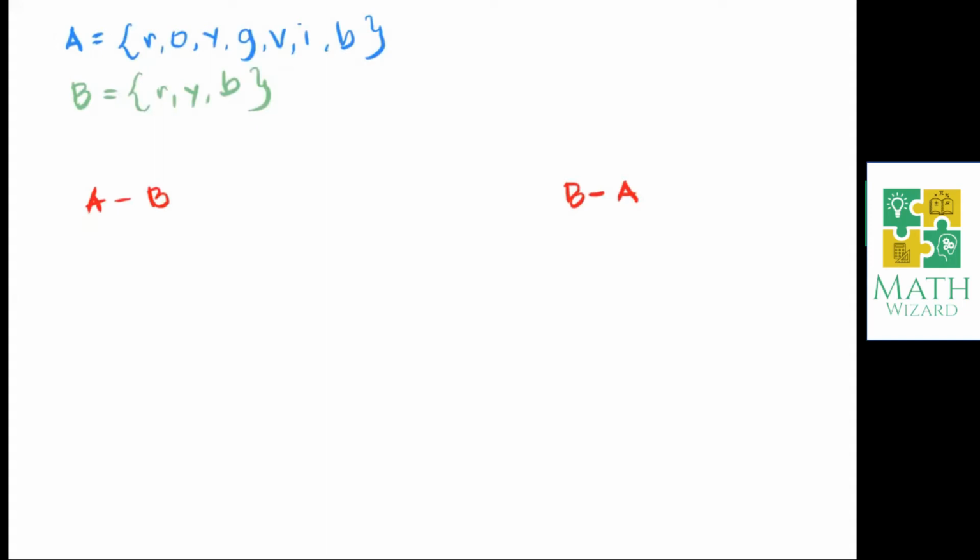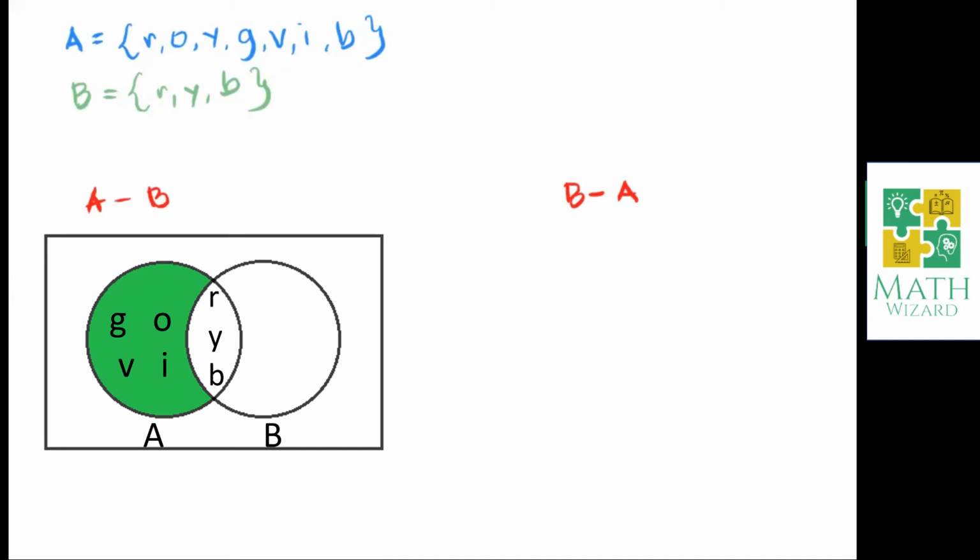Now, to understand it better, minsan kasi nakakalito siya. So, pwede natin siyang i-draw. Pwede tayo mag-draw, gawa tayo ng isang Venn diagram. For our elements in A, we have the G, O, V, I and then R, Y, B for set B. Okay. Pag sinabing A minus B, again, remove lang natin si letter B. Ano po yung matitira? So what remains are G, O, V, I. So ibig sabihin, that's the answer to A minus B.